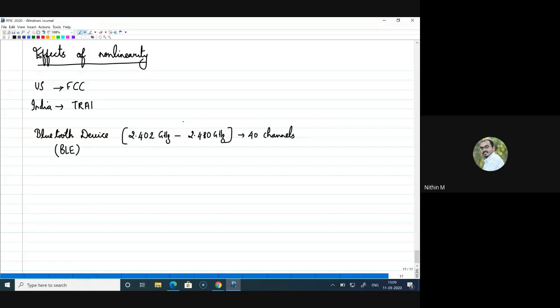That means a Bluetooth device cannot send a strong or excessively intense radiation to some other band which is nearby. Nearby, you'll have different WLAN bands, different bands will be there. So you are not supposed to do that.